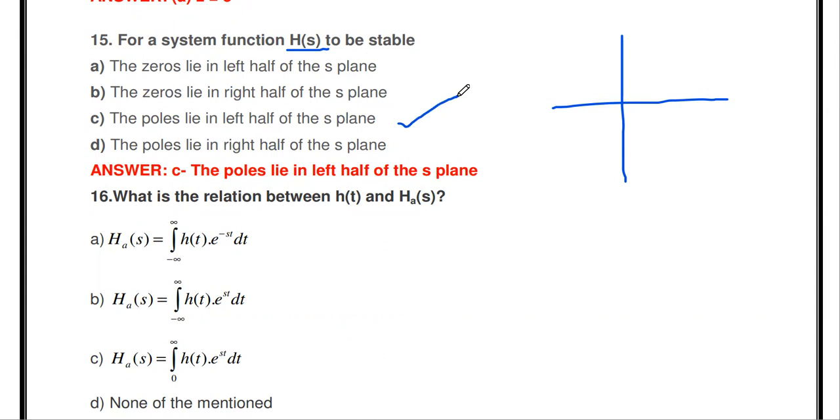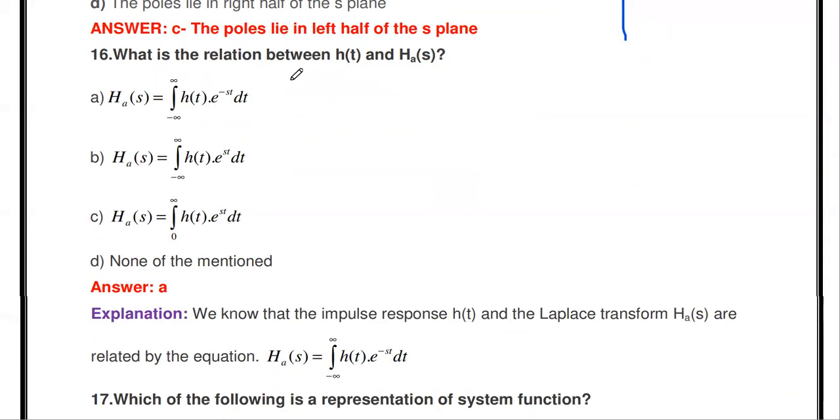Poles and zeros: you already know this transfer function H of s. H of s can be represented as a ratio of a numerator polynomial divided by a denominator polynomial. The roots of the numerator polynomial are called zeros. The roots of the denominator polynomial are called poles. If all poles lie in the left half of the S plane, that particular system is said to be stable.